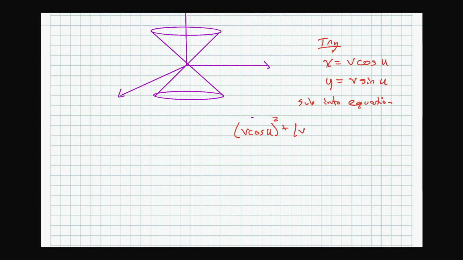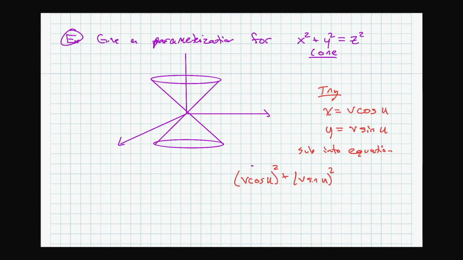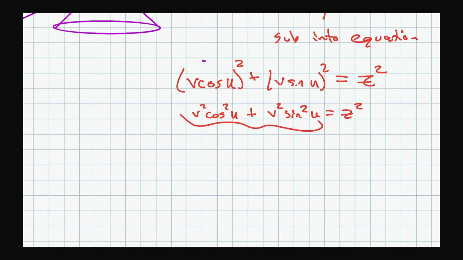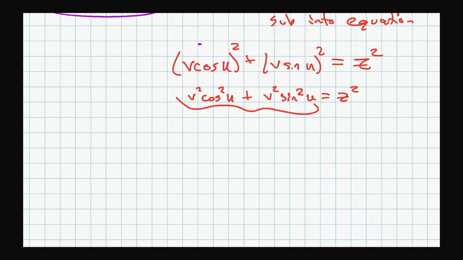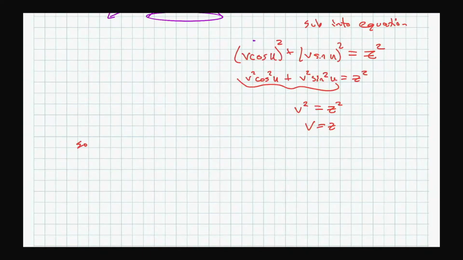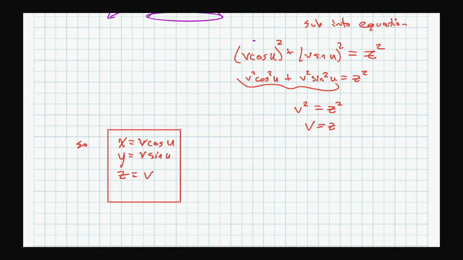v cosine u squared plus v sine u squared equals z squared. And this is, of course, v squared cosine squared u plus v squared sine squared u equals z squared. But then you use your trig identity that sine squared plus cosine squared is 1. So this adds up just to v squared. And so you get z squared equals v squared, or how about just z equals v? Maybe that'll work. So then we just add that to our list. For our parameterization, we could use x equals v cosine u, y equals v sine u, z equals v. That could be a parameterization of this cone.